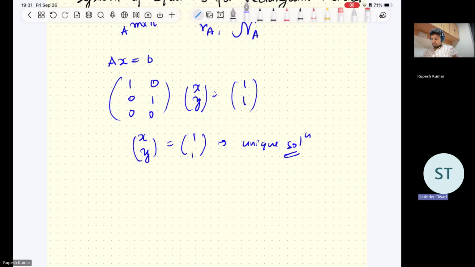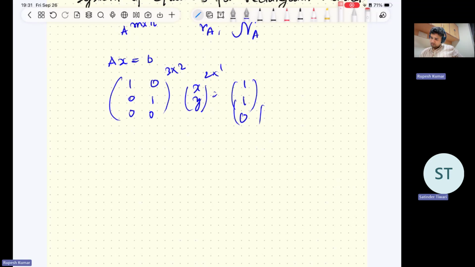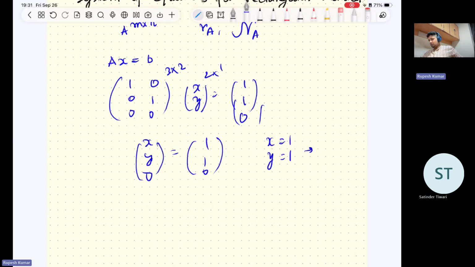Last time you had added a row of 0 0, no? In the m cross n matrix you had taken 0 0 in the last row. Yeah, the system is wrong here. Okay, so if you take (x, y) and 0 equals (1, 1, 0), this gives you x equals 1 and y equals 1 as a solution.